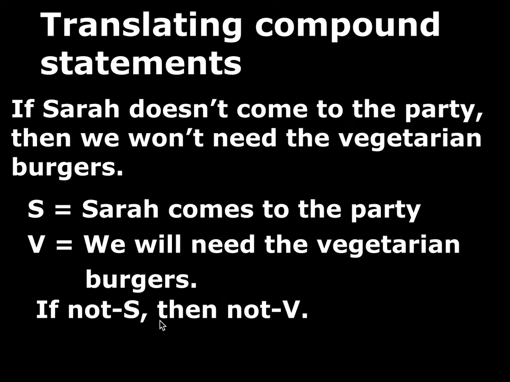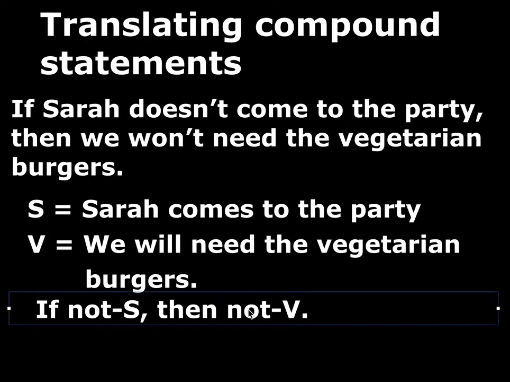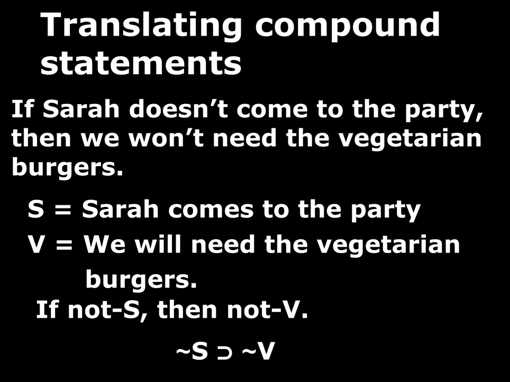Okay. We also have an if-then. The comma is next to the then. That's a clue that that conditional is the main operator. So these will become tildes. We're going to have a conditional. What's the antecedent? Well, it's using if by itself. So the statement immediately following if is the antecedent. So not S will be the antecedent and go on the left. So we'll have tilde S, horseshoe, tilde V. Just like that.